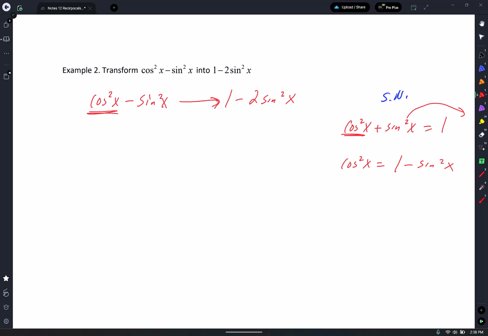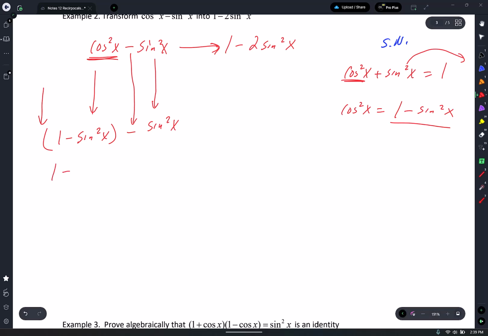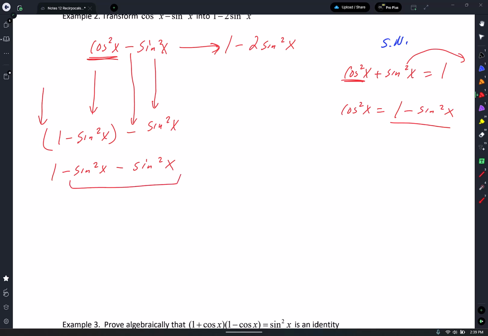So here we go. Parenthesis, and I'm going to insert that. 1 minus sine squared x, close it, minus, that minus is that minus, sine squared x. We're still okay? Okay. There's nothing in front of this. Sometimes there will be. That's why I put parentheses. But there's nothing in front of it, so I can just drop the parentheses. 1 minus sine squared x minus sine squared x. How many sine squared x's do you see? So we can combine like terms. 1 minus 2 sine squared x.